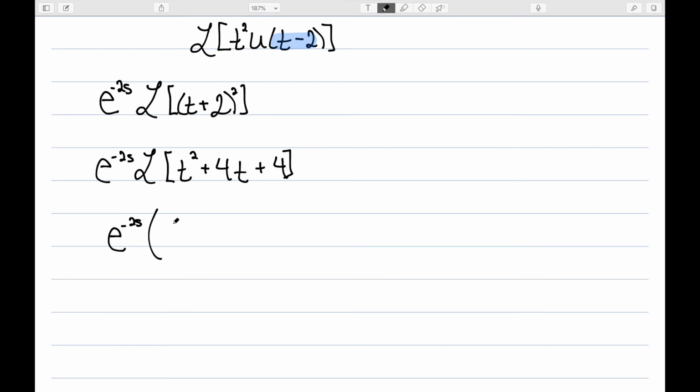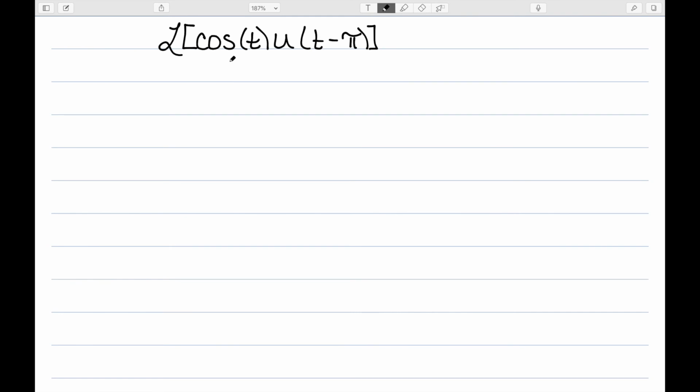The transform of t squared is 2 over s cubed. The transform of t is 1 over s squared. In this case, it will be 4 over s squared. And the transform of 4 is 4 over s. So here I have the transform of t squared u of t minus 2.